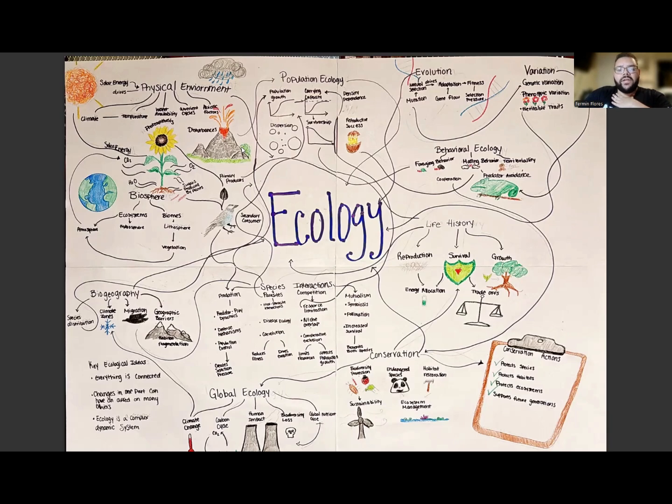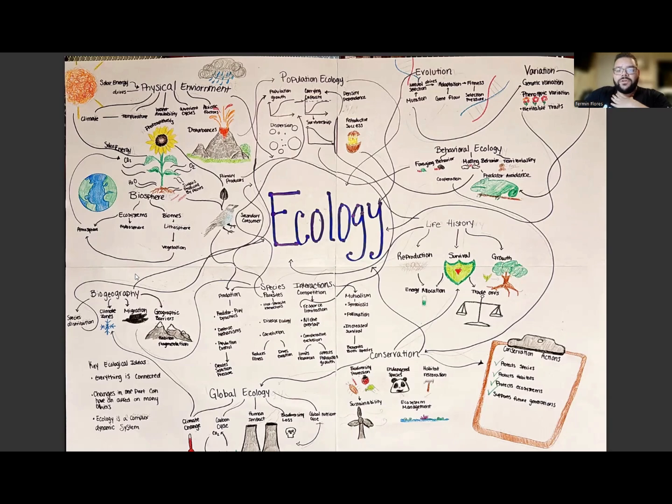The physical environment connects directly to the biosphere, and the biosphere includes ecosystems, biomes, the atmosphere, the hydrosphere, and the lithosphere. I also wanted to include vegetation because vegetation is very important. The vegetation allows for the transfer of energy from sunlight to the primary producers, which can then go down the food web. Climate and soil conditions help determine vegetation and biome structure.